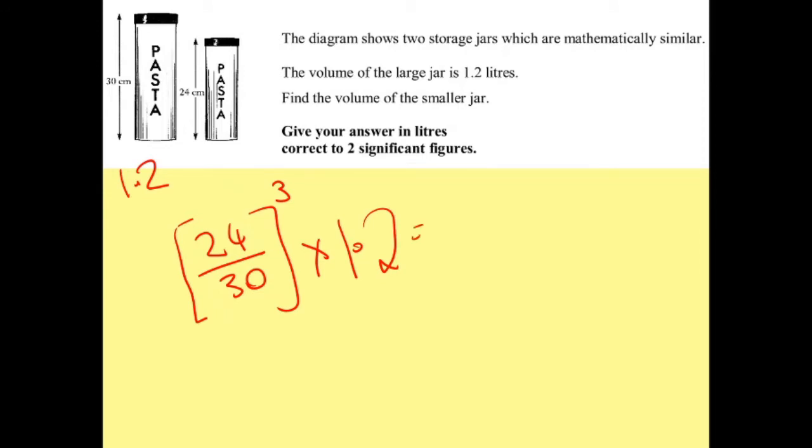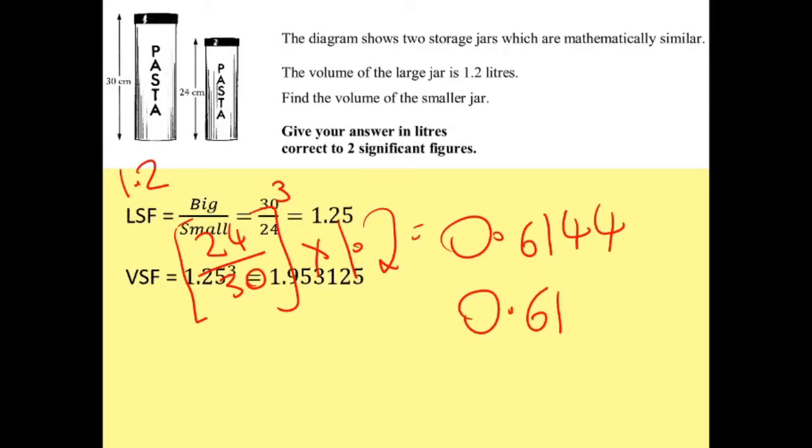Let's just do it. 24 over 30 cubed times 1.2, which I've got 0.614. But of course it says two significant figures, so 1, 2, so 0.61.